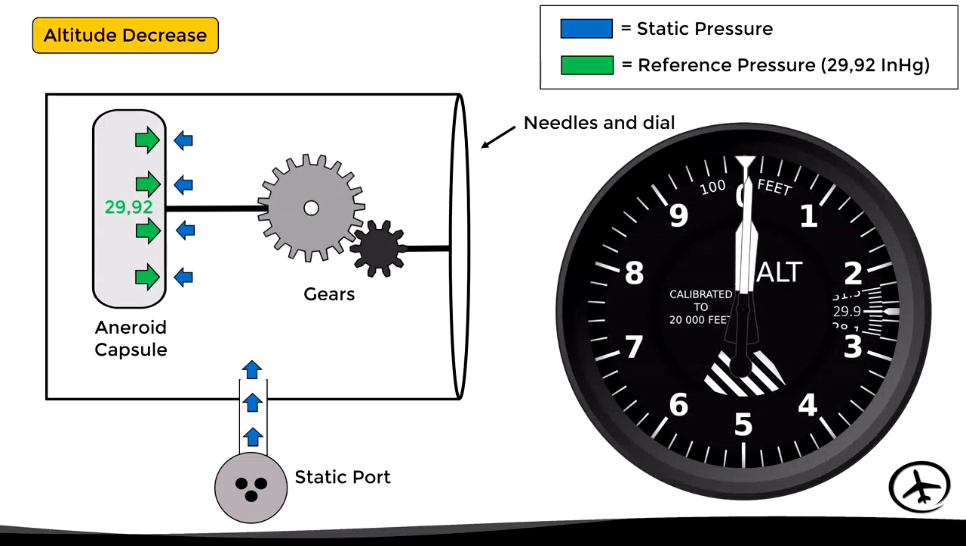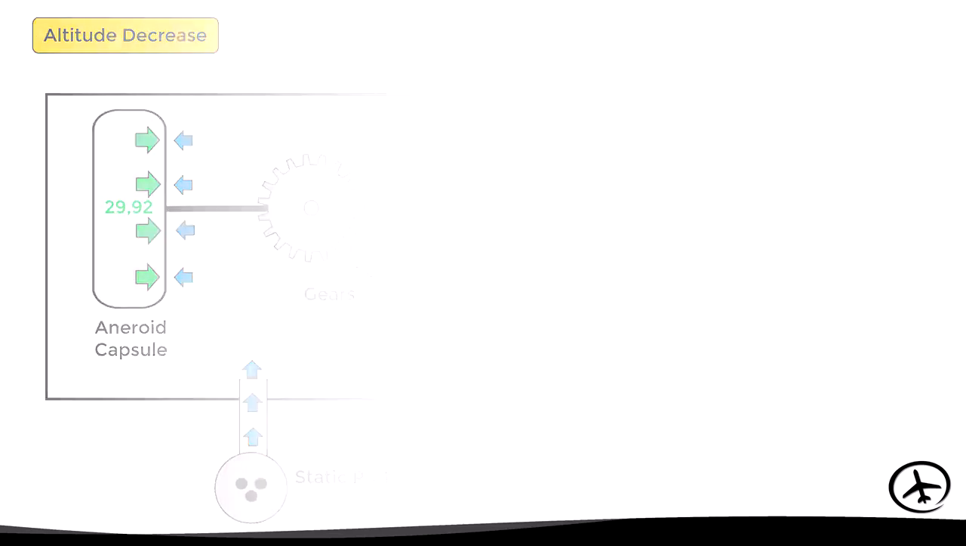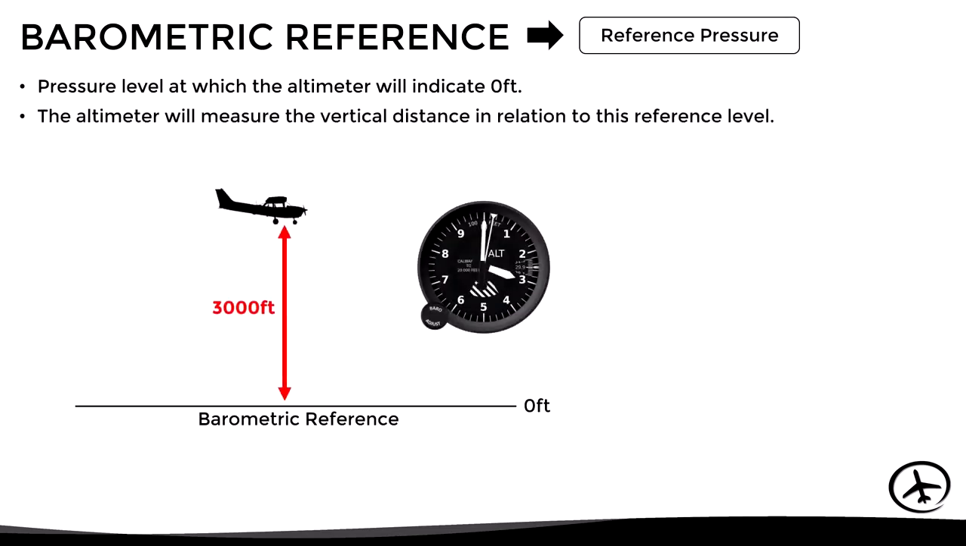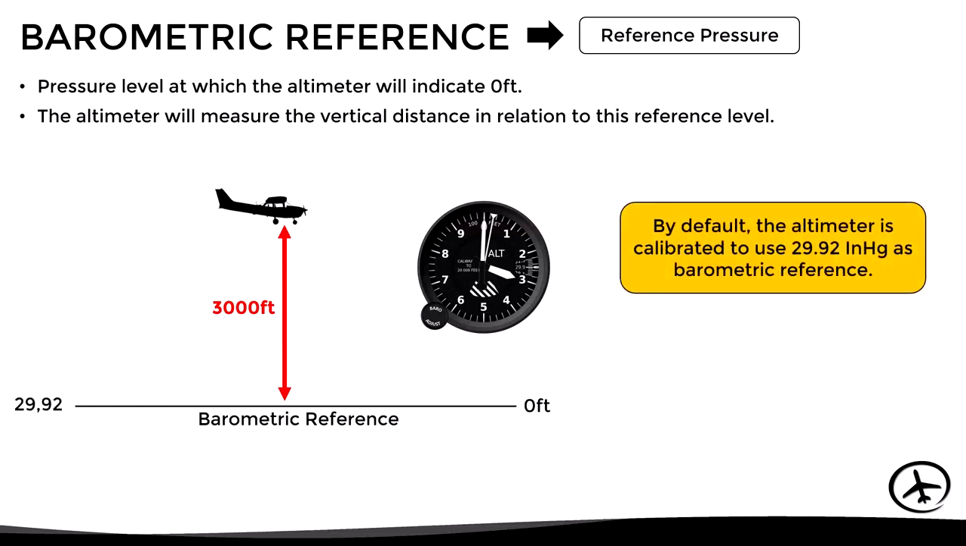So far, we have used 29.92 as the reference pressure at sea level. This pressure is known as the barometric reference, which, as we previously said, is the pressure level at which the altimeter would indicate 0 feet. And all indications will refer to the altitude of the aircraft in relation to this level. By default, this barometric reference is 29.92 inches of mercury, just because it's the standard sea level pressure.